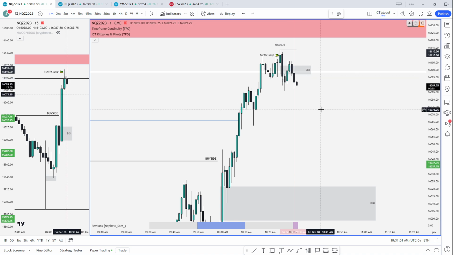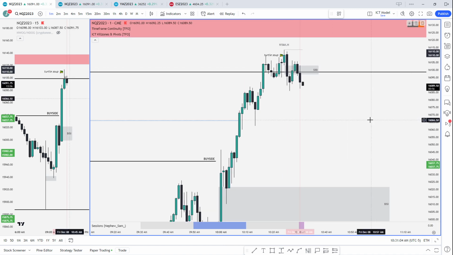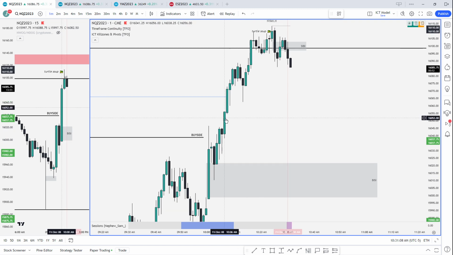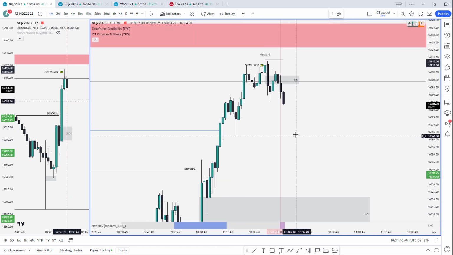So watch this up closing range in here. And then this BISI would be within discount. Obviously, we do have gaps before that you could use as targets.